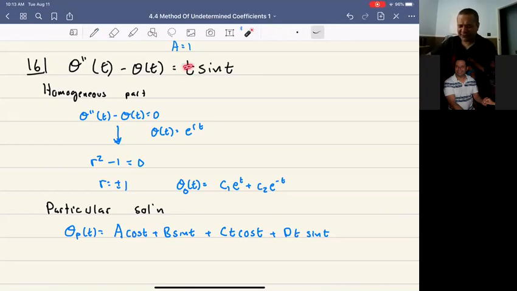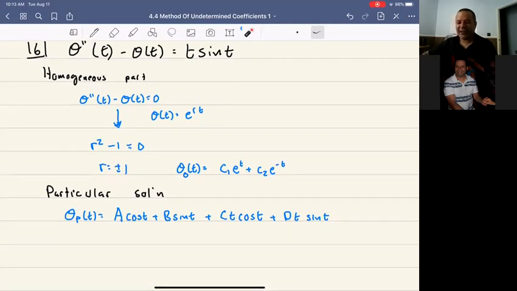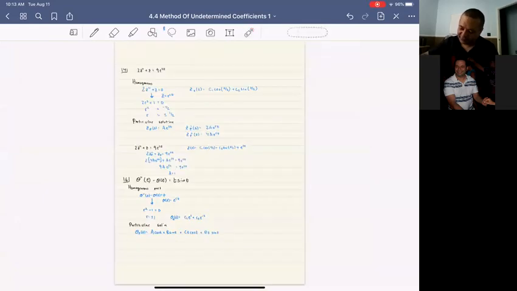Okay, so it's this t sine of t that makes it just a pain. If that t wasn't there, it'd be a lot easier. Okay, but that t is there. So let's go ahead. We've got to take the first and second derivatives. How much space do I have? I've got to make this a little smaller.